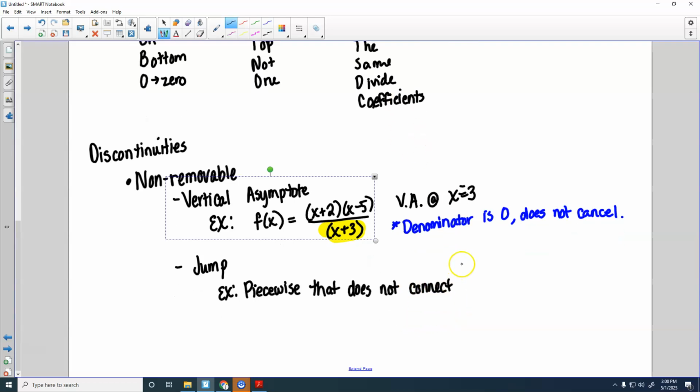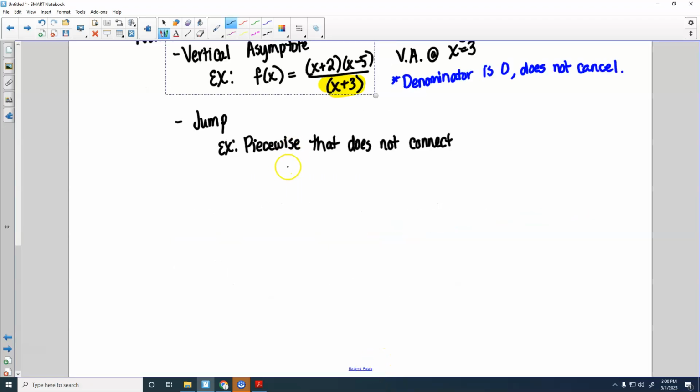So, to give a really simple example, it might be something like this. f(x) equals x plus 2 for when x is less than 3, and x minus 5 for when x is greater than or equal to 3. If I plug 3 in here, I get 5. If I plug 3 in here, I get negative 2. Those two are not the same value, so it doesn't meet up there. So the limit from the left and the limit from the right don't match.